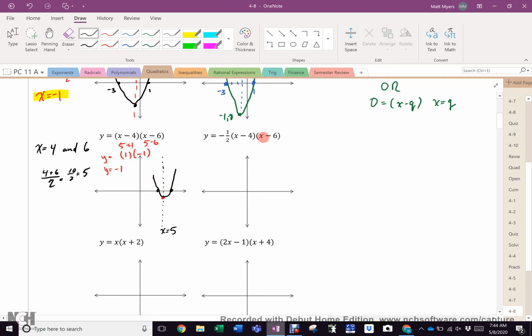This guy, same thing, right? It's going to be 4 and 6. And so our vertex x is still going to be 5. All that's the same, but now it's at negative a half. So I go to here. That's going to be my y is going to equal negative 1/2 times 1 times negative 1. So that is positive 1/2, right? Because negative 1/2 times 1 is negative 1/2. Negative 1/2 times negative 1 is positive 1/2. So it's going to be right here at 5, 1/2. And then I got to go that way. And that makes sense because it's negative.